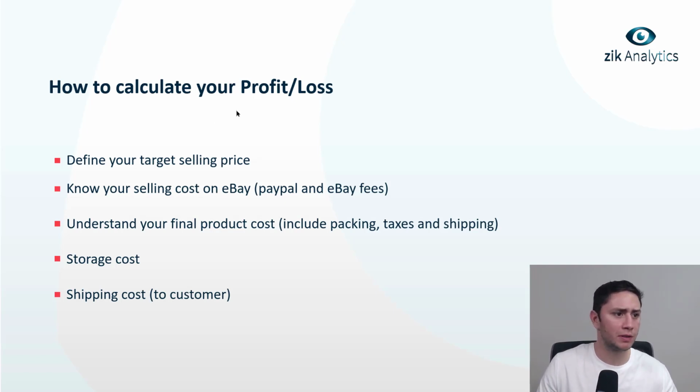How to calculate your profit and loss. So first of all, you have to define your target price. We discussed it. If you want to sell this product for $12.99 or for $12, you have to make sure you have a target price. Based on that, you have to know your selling cost on eBay, how much PayPal and eBay fees you need to deduct from the selling price. Then, of course, you have to understand your final product cost, including the packing, taxes, shipping, everything. After the product arrives in your warehouse, what will be the final cost? Then, of course, if there is any storage cost, you need to put it in the calculation, and the shipping cost to the customers. Make sure, guys, to be super accurate, okay? Write down all this information into an Excel sheet.